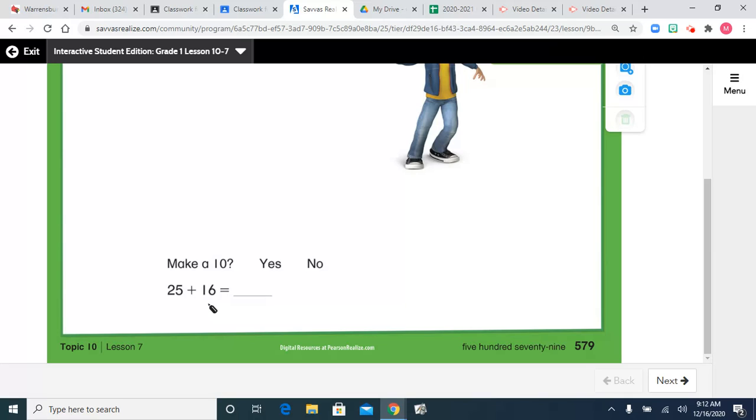Okay, let's draw lines and dots for each number. So we'll start with 25. Look in the tens place. There's a 2, so we need 2 10s. And the ones place, there's 5 ones, so 5 dots. 1, 2, 3, 4, 5. Okay, now let's go to 16. Look at the tens place. There is 1 10 that we need. And then the ones place, there are 6 ones. 1, 2, 3, 4, 5, and 6.